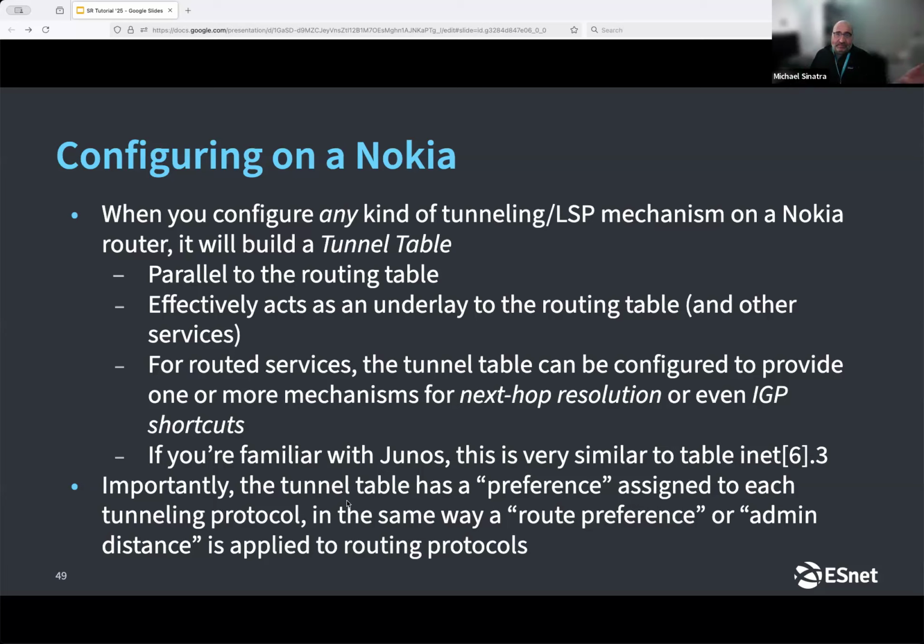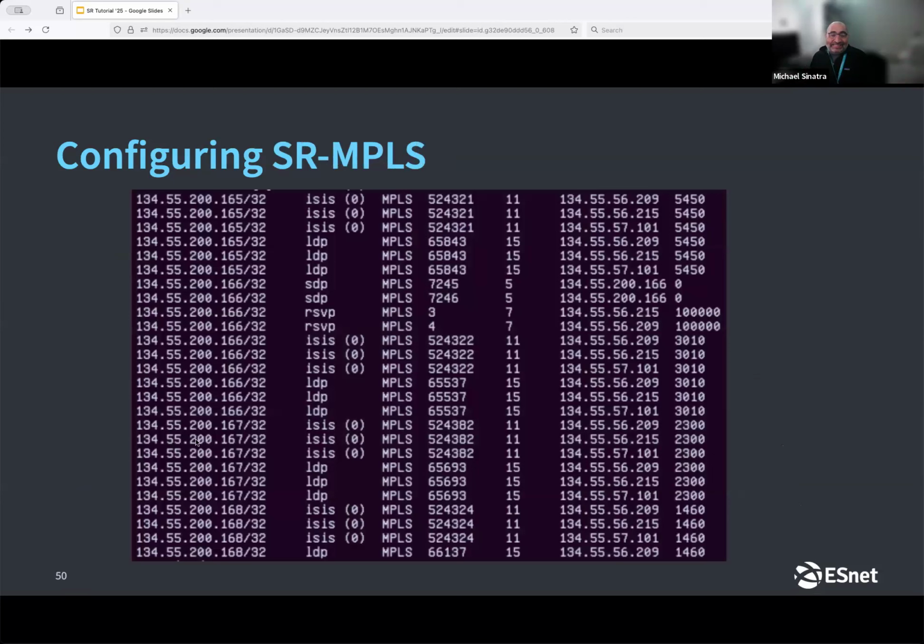But you can think of it as a similar concept as routing preference or administrative distance, as Cisco calls it. And here's an example of the tunnel table with no heading, so you can't really know what any of these things are. But the things on the left are all router loopback addresses, and these are the different types of tunnels that it will take. Now, you can see here in ESnet, this is a real tunnel table on a real router, located at Lawrence Berkeley Lab. And this router has both LDP and ISIS. The ISIS ones are actually segment routed tunnels.